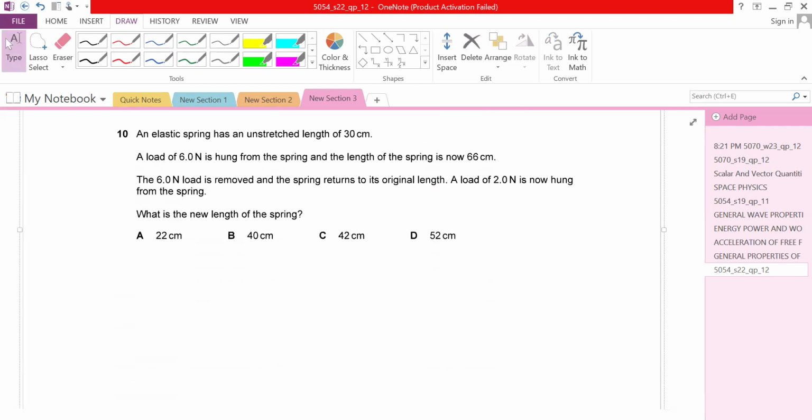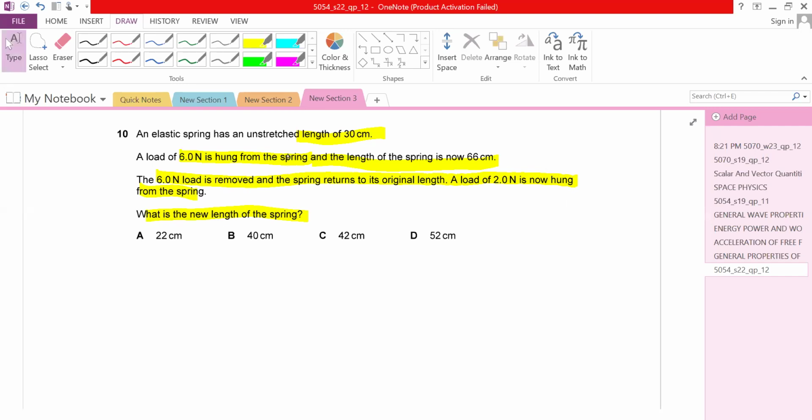Then question number 10. An elastic spring has an unstretched length of 30 centimeter. A load of 6 Newton is hung from the spring and the length is now 66 centimeter. The 6 Newton load is removed and the spring returns to its original length, and now a 2 Newton weight is hung on the spring. Now what is the new length of the spring? You have to calculate the new length of the spring. Before this, you firstly have to calculate the extension.